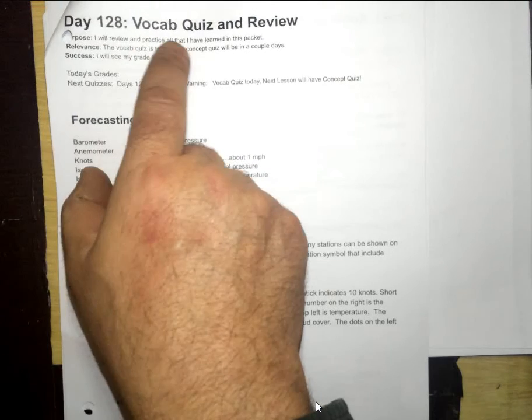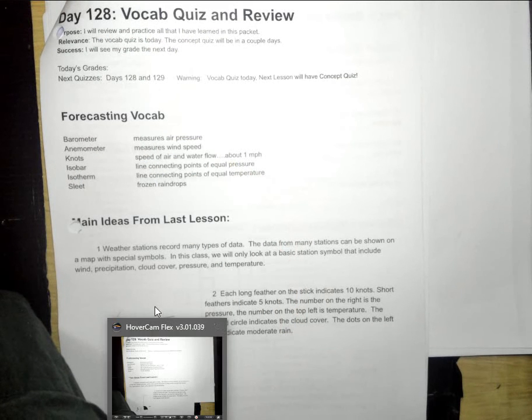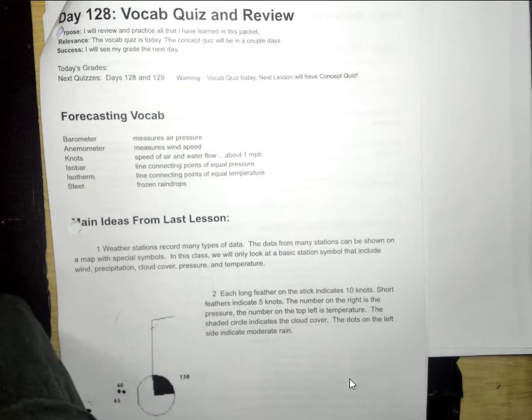Okay, so purpose, I will review and practice all that I've learned in this packet. Let's record this so that people who are missing. Day 128, page 41.